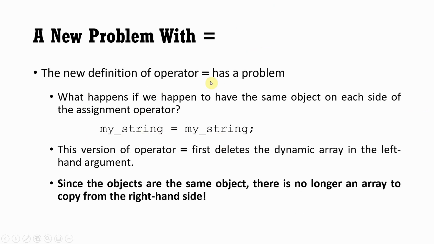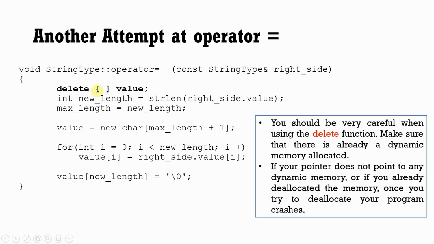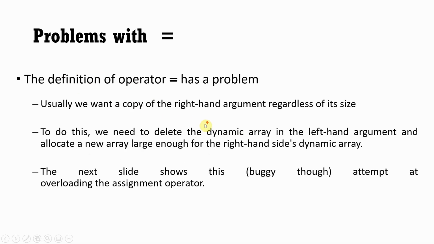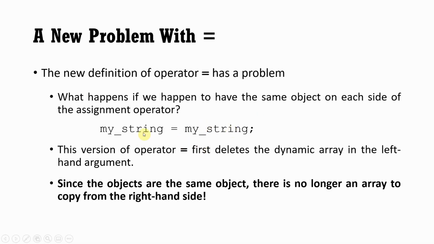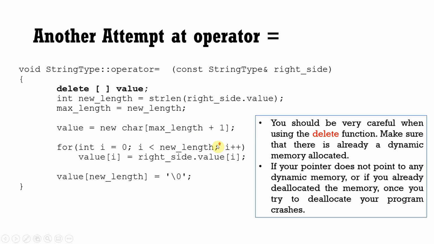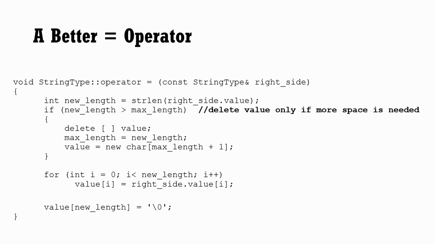But now our right hand side has the same object, right? They're the same object. This is self-assignment. So you delete this, and then you try to copy the dynamic array of the right side into the dynamic array of the left side, but you deleted it first, right? So this implementation doesn't support self-assignment. One way to solve this is making sure that the left hand side and the right hand side are different, or basically the calling object is not the same as our parameter.